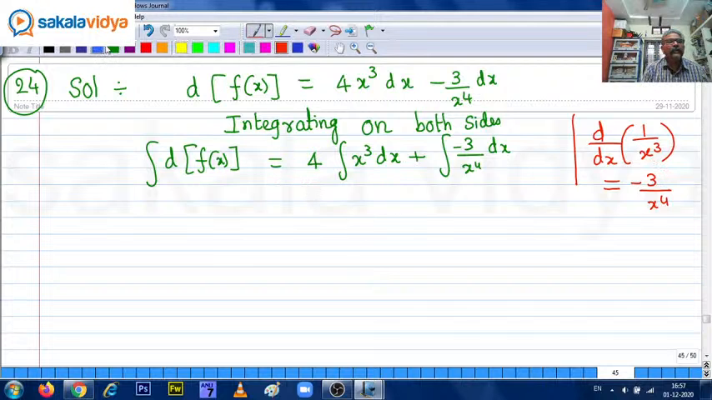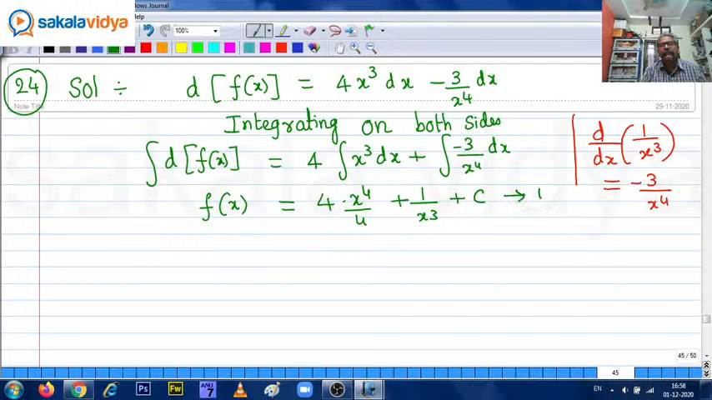So now we can write this equals integral of d f of x, it becomes function f of x equals 4 times x to the power of 4 by 4 plus 1 by x cube plus constant of integration, say equation 1. But what is given actually here? Put x equal to 2 on both sides.